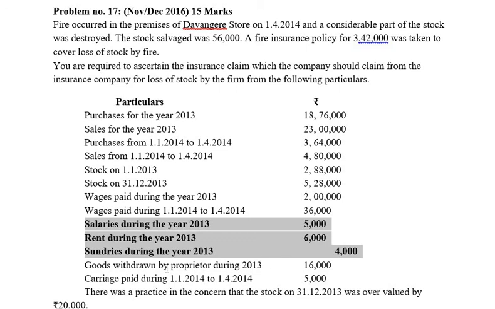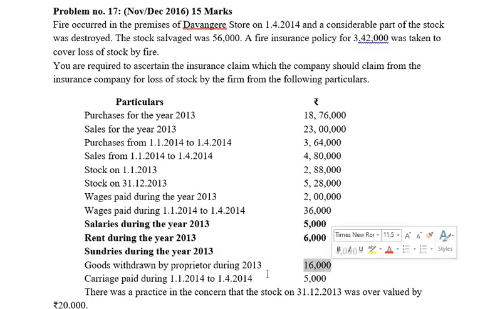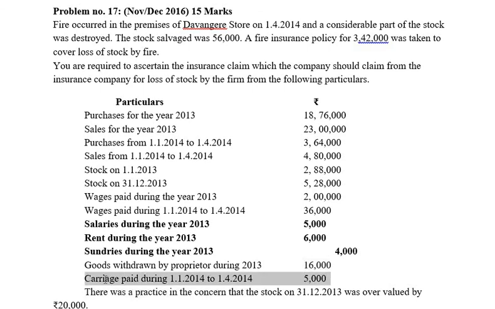Next, goods withdrawn from the proprietor during the year 2013 is nothing but a drawing. The drawing should be deducted from the purchases. Next, carriage paid during the period 1/1/2014 to 1/4/2014 should be considered in the memorandum trading account, which is 5,000 rupees.